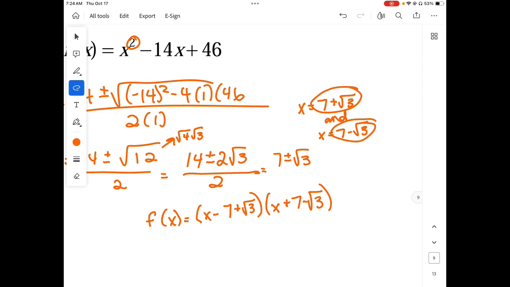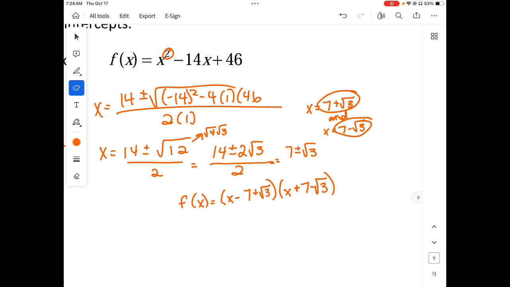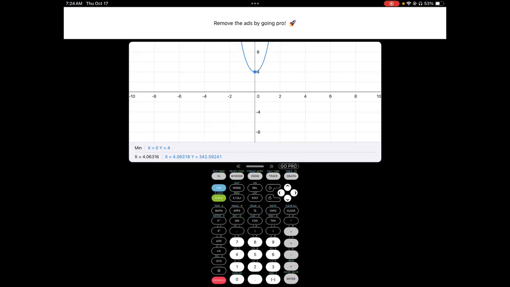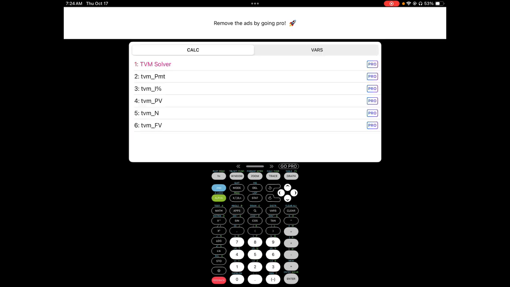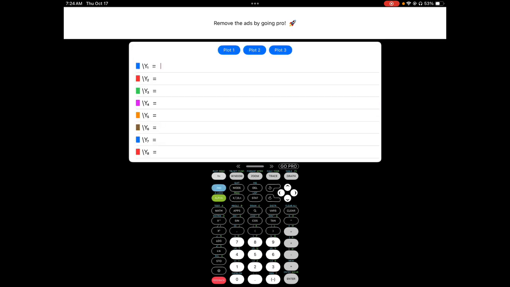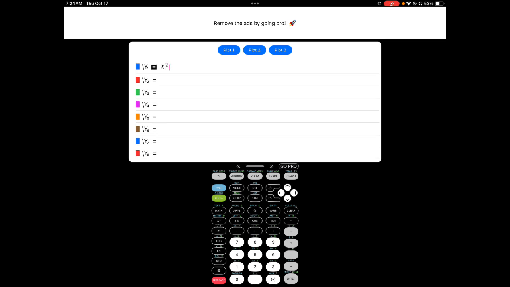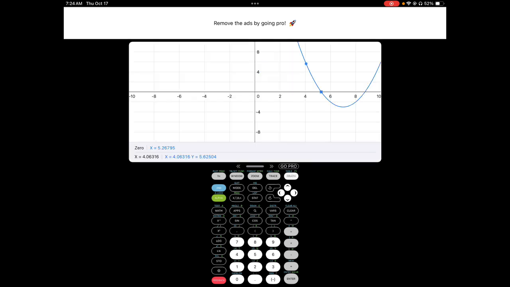Okay, so we can look at the graph now. And these are real because there's no imaginary part. So we do have two real zeros or roots. So we're going to look at the calculator now. Go to y equals, and we are going to clear what's already in there, and let's put this one in there: x squared minus 14x plus 46. And hit graph.